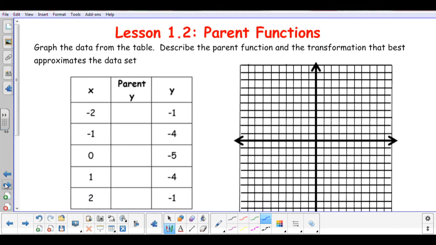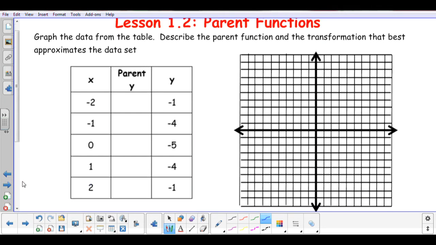So let's look at another example. So same thing here, I just have a new table of points. So I'm going to start off by plotting the 5 points that I'm given. So -2, -1, -1, -4, 0, -5, 1, -4, and 2, -1. Okay, so when I connect my points, I see that I get a U-like shape. So our U-like shaped graphs are going to be our quadratic parent function.